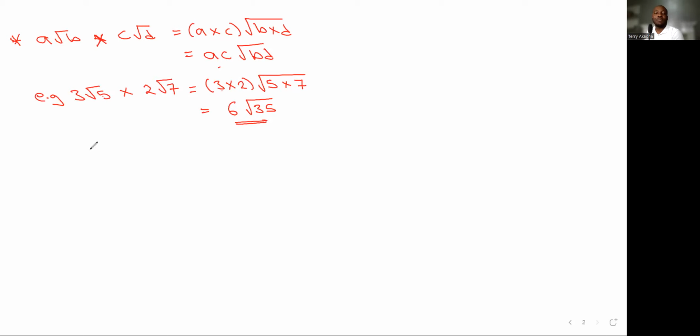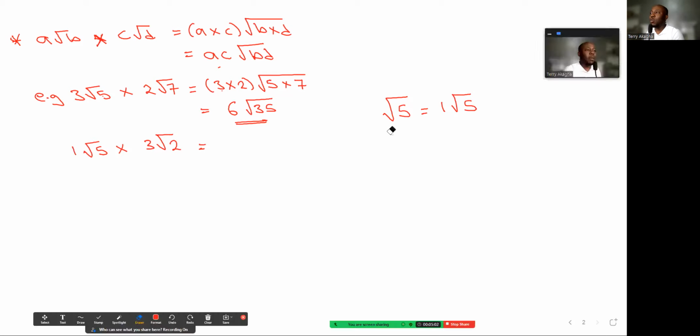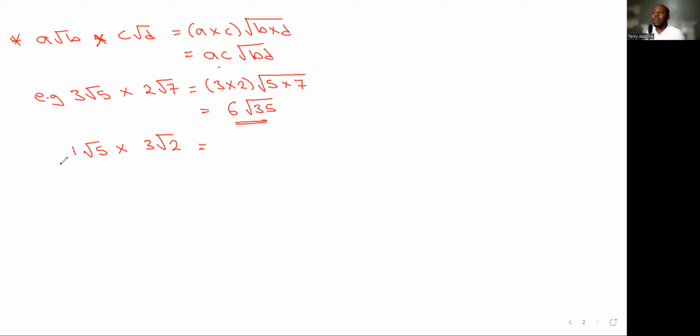So we can pick any other one. Let's say we have root 5 multiplied by 3 root 2. Okay? So remember, I told you in the previous video that when you see something like root 5, it's similar to saying 1 root 5. So technically, there's a 1 in front of here. It's invisible, okay? Put it that way to make it easier for you to understand. So in this case, it's going to be 1 times 3, root 5 times what? 2. And this is going to give us 3 root 10. Okay? Now that is that for that.